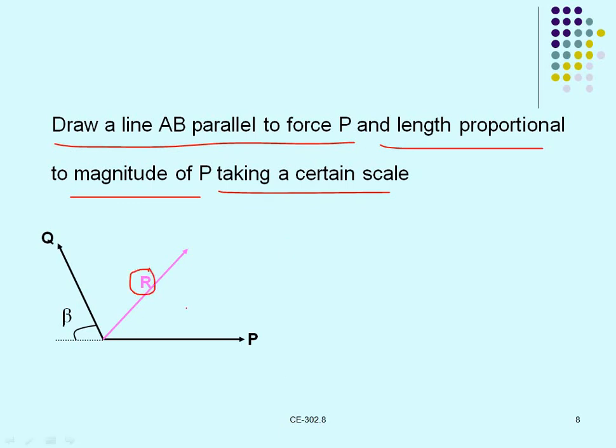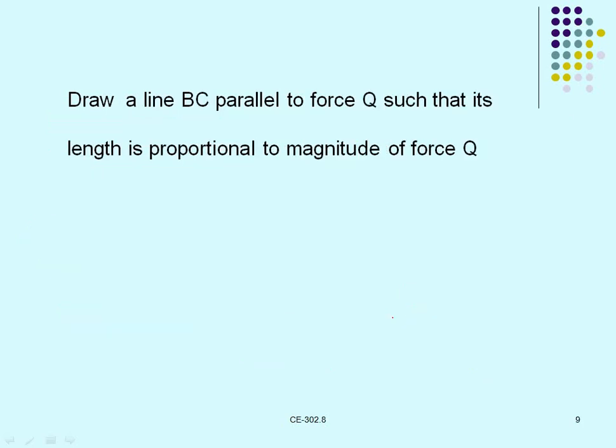So it represents the R, the P and Q. Okay. So a line AB is drawn, and the force P is proportional to the magnitude of P. Next, draw a line BC parallel to force Q such that its length is proportional to the magnitude of force Q.